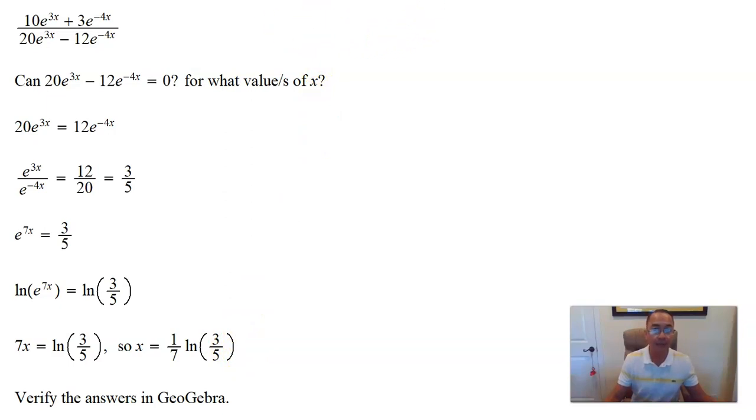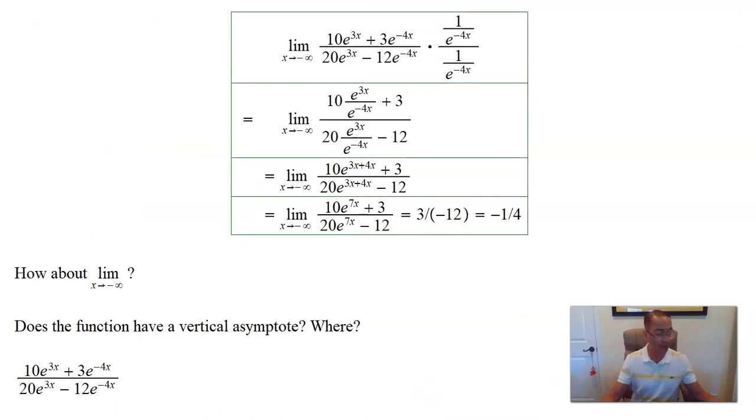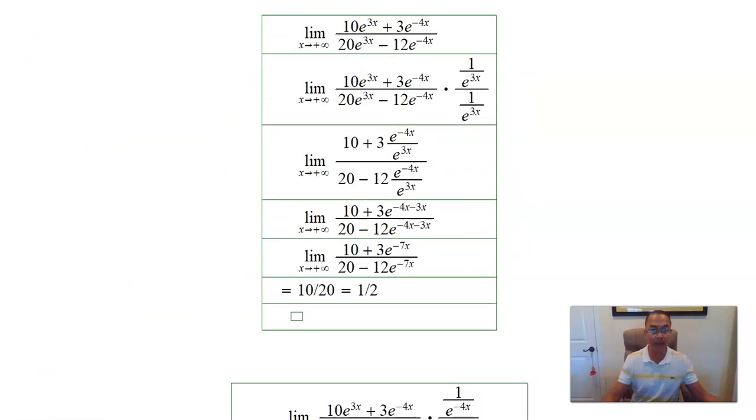And that is approximately, oh great Maple, minus 7.2 times 10 to the minus 2, so that's approximately negative 0.073. All right, so let's put that all together. That's our vertical asymptote, and our horizontal asymptotes are minus 1/4 and plus 1/2. Okay, let's go to GeoGebra.